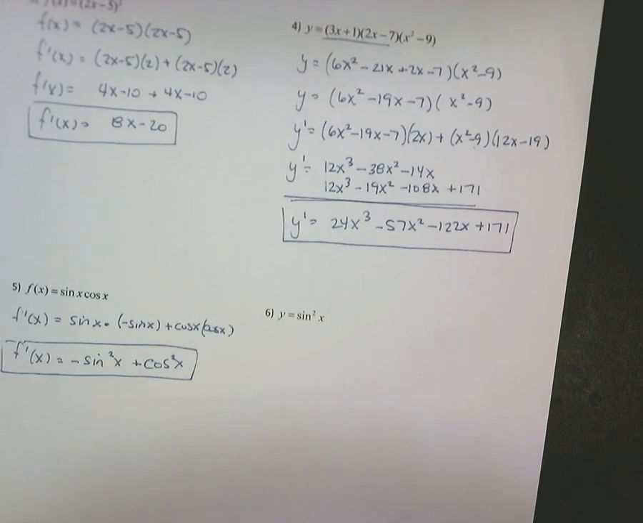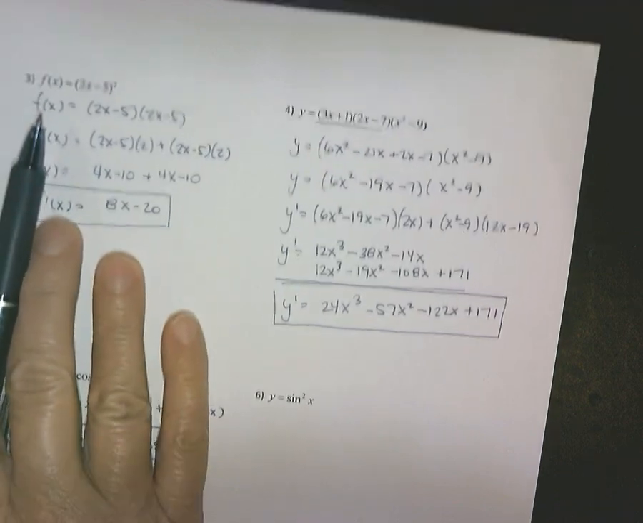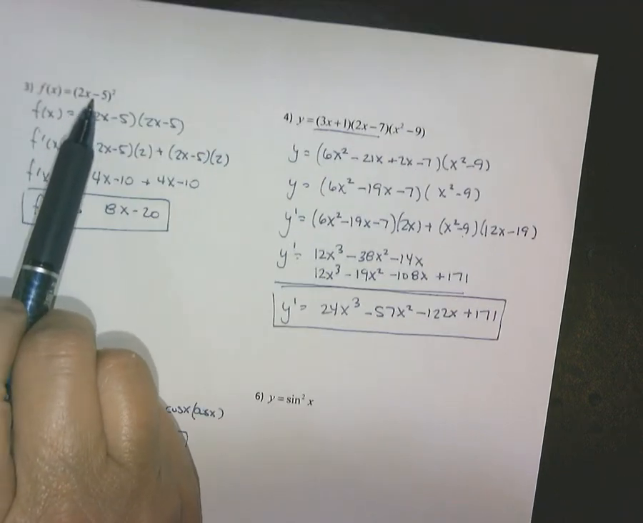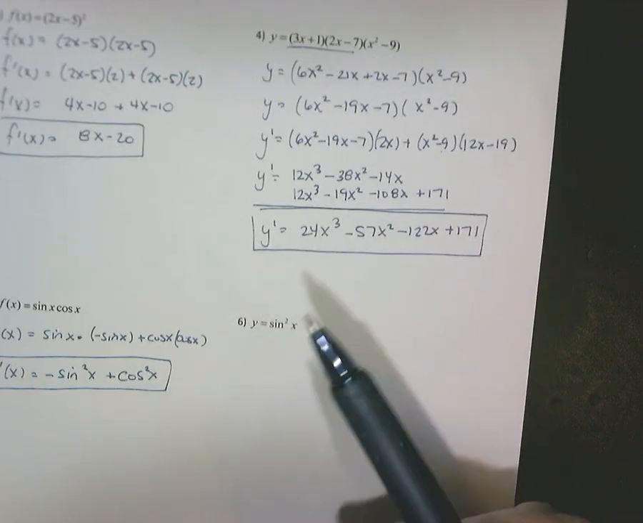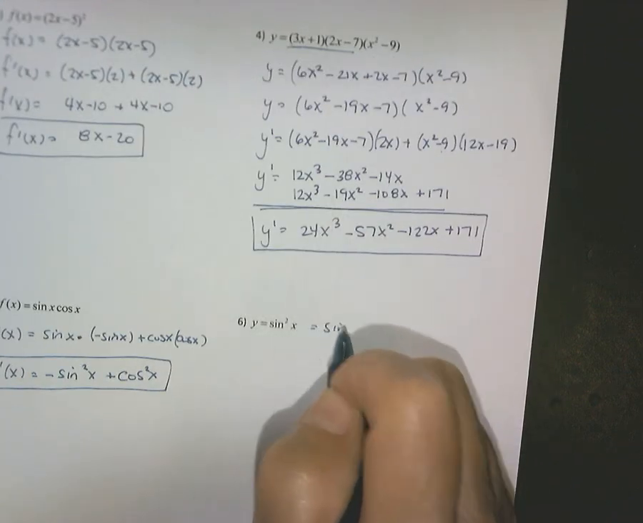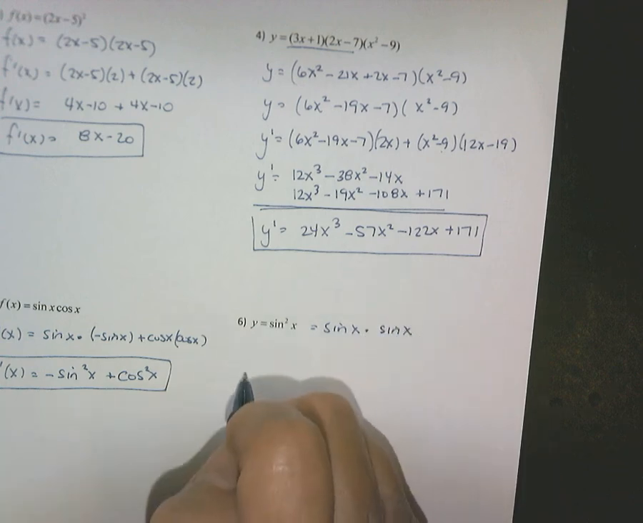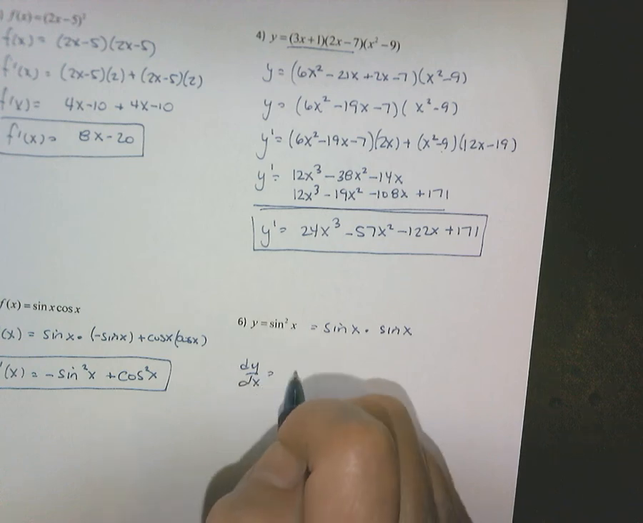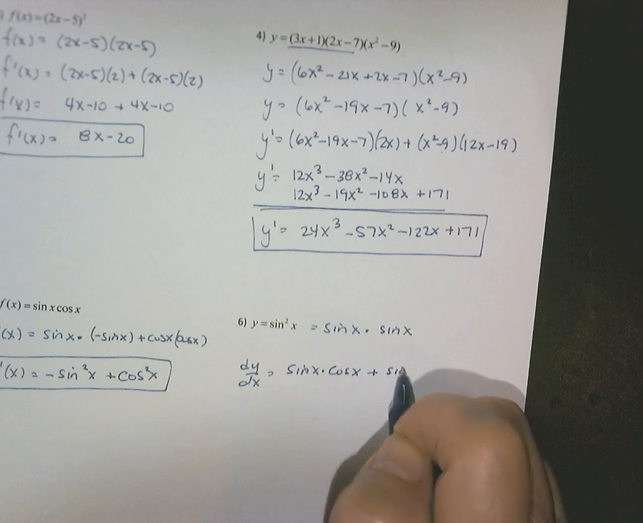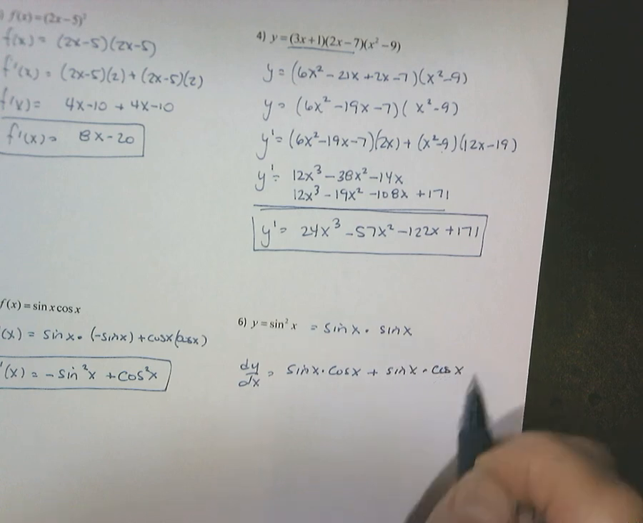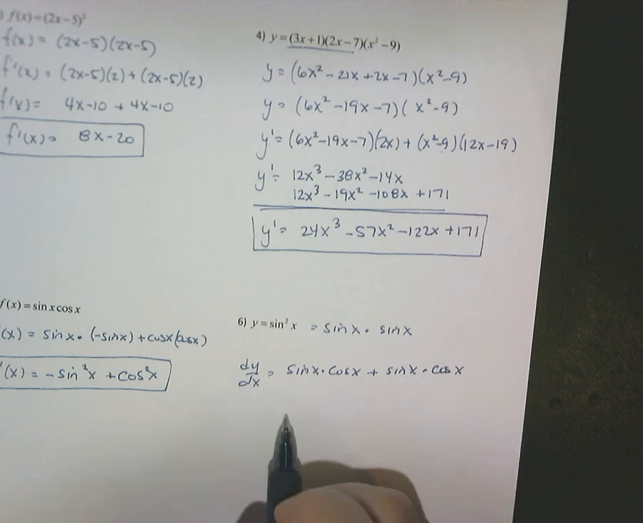So I've chosen number 6 because it's very much like number 3. I'm saying this is sine squared x. It's like this one here. This was 2x minus 5 squared. The function was 2x minus 5. My function here is sine x. This is saying sine x multiplied by sine x. So when I do the derivative of this, the first times the derivative of the second plus the second times the derivative of the first. So I have sine x cosine x, sine x cosine x. That means I have 2 of them.